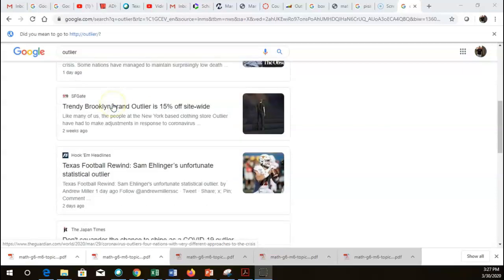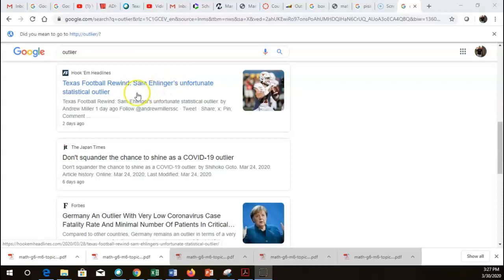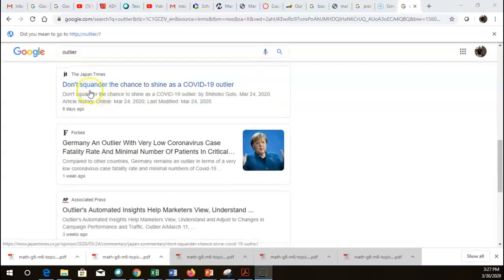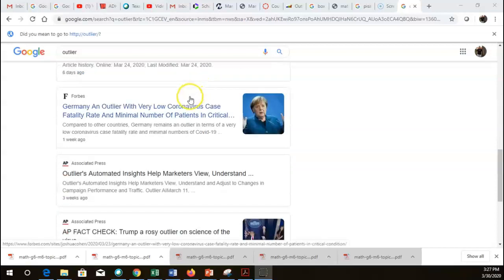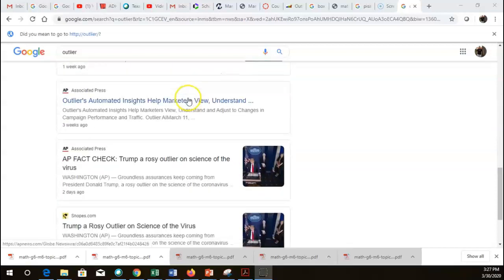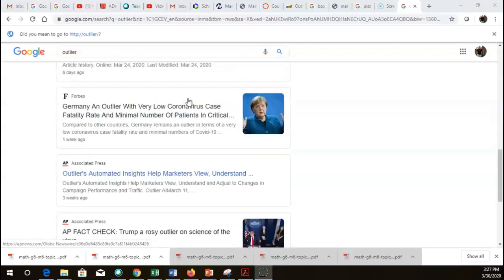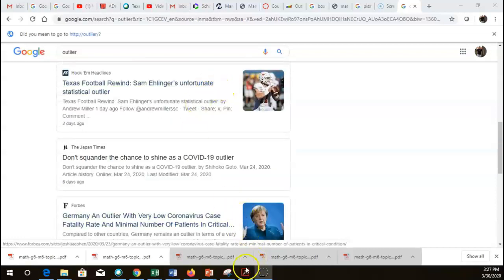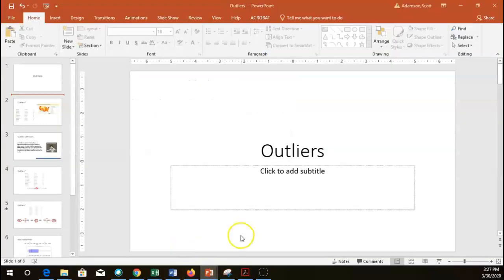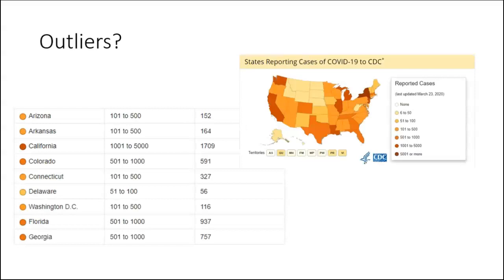Coronavirus outliers. Sam Ehlinger's unfortunate statistical outlier. Don't squander the chance to shine as a COVID-19 outlier. So we have this idea of outliers throughout the news, but what does it really mean? As you have seen so much in our work, these terms have common notions, or we think we have an understanding, but do we really know exactly what they mean?